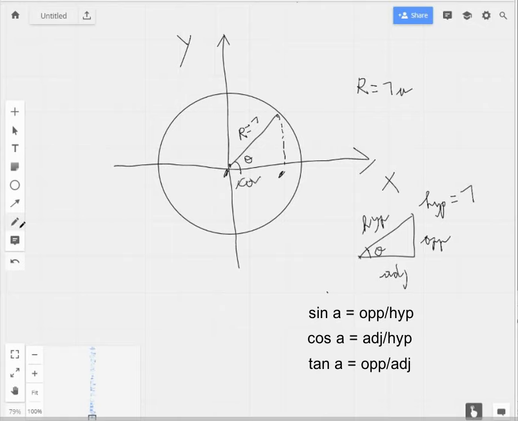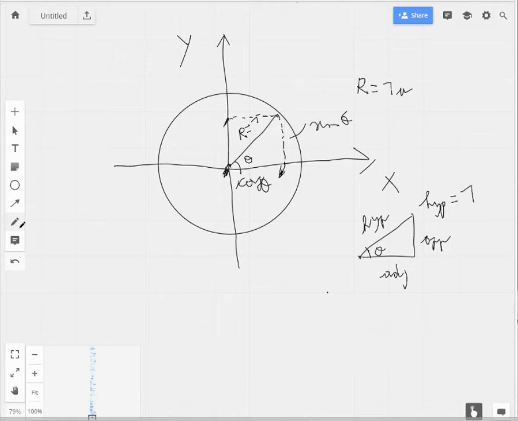cos theta, whereas this part here is sine of theta. So to get the sine, we take the projection onto the y-axis. So this distance here will be the sine. Then the cosine will be this distance here. So as you can see, that's quite straightforward.